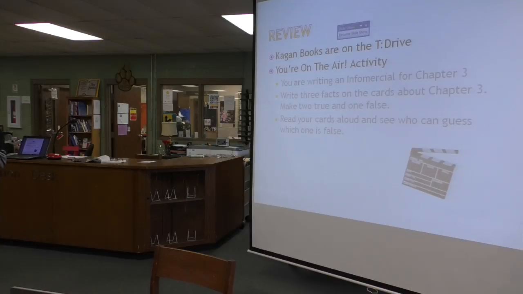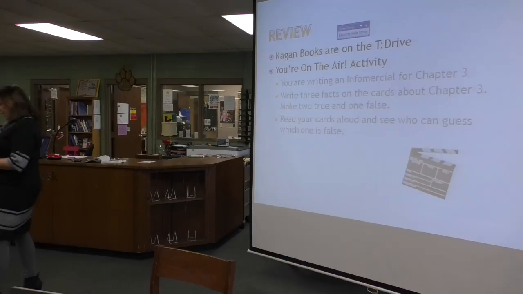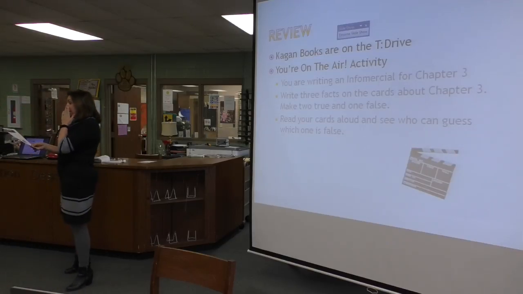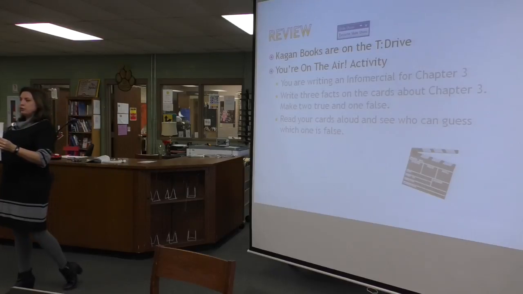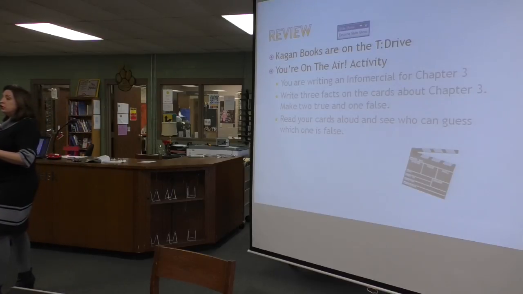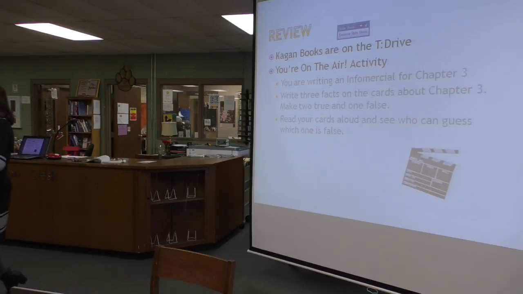So this is what you would refer to as 2 truths and a lie. This is find the fiction, as they refer to it in Kagan. So 2 of your cue cards are going to be truthful information about chapter 3, and 1 of your cue cards is going to be false information about chapter 3. I have one right back here.